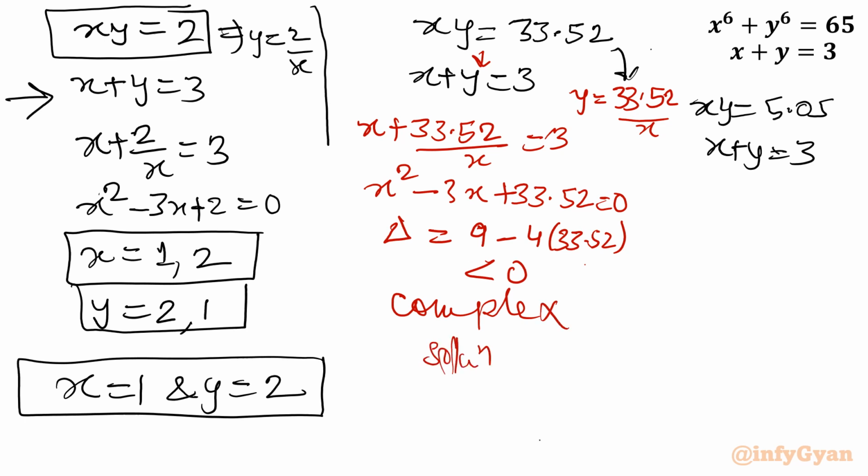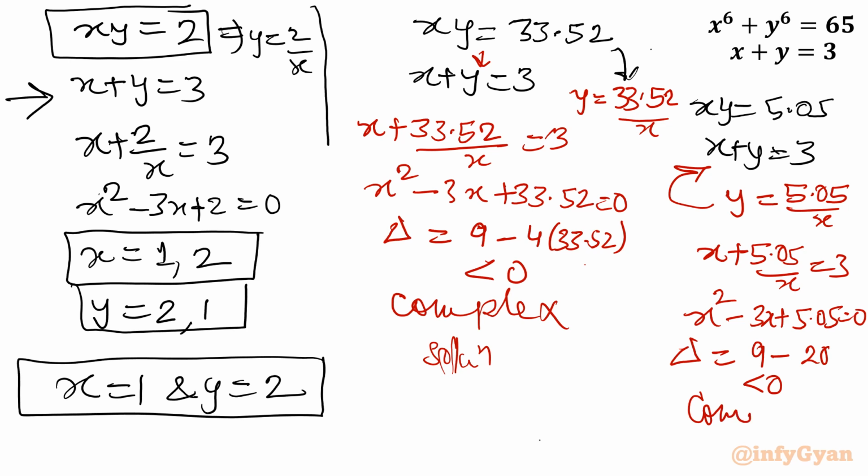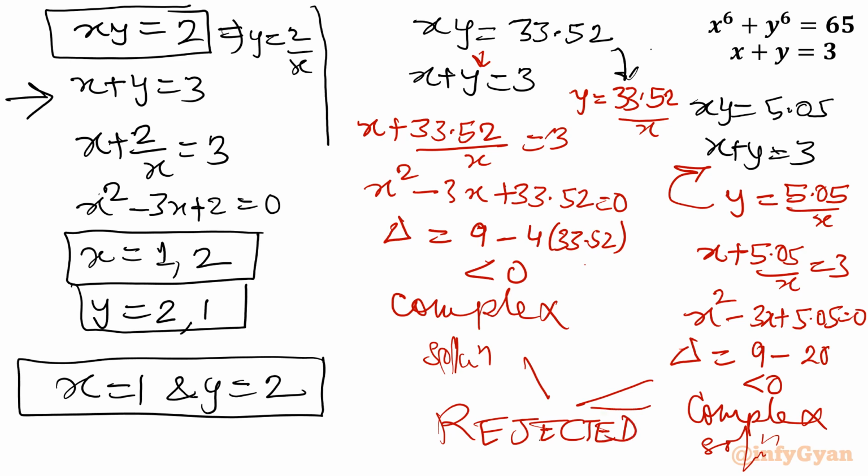Okay. Similarly, from this equation also, you will write y is equal to 5.05 over x. You will put this value here. Again, x plus 5.05 over x is equal to 3. Multiply both sides by x: x square minus 3x plus 5.05 equal to 0. Delta, discriminant: b square minus 4ac. So b square is 9, minus 4ac somewhere around 20. Negative value, complex solution, rejected. So both solutions, this one and this one, are rejected because we are getting xy complex valued. So one solution is accepted, that is x 1, y 2 or x 2, y 1.